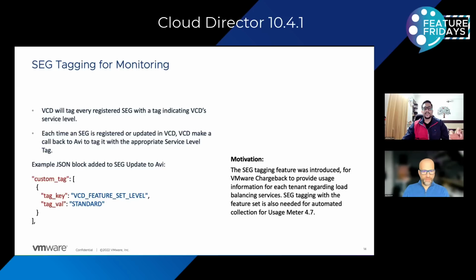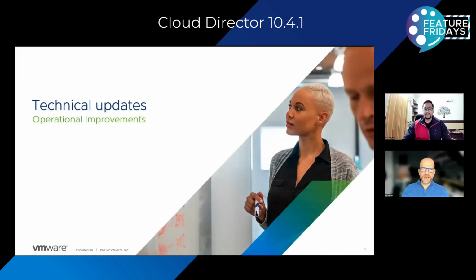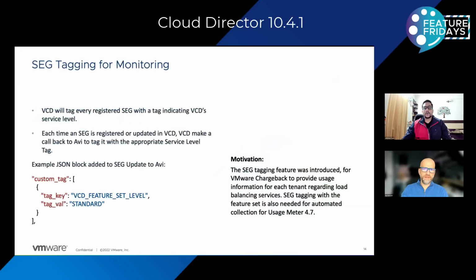And this JSON is a sample which is automatically set by Cloud Director once we create the security edge gateway with a respective feature set. It will basically run this command to tag the security edge gateway and store that in the database. Which database, Jay? Is that going to be in vCenter? It is going to be in the VCD database. VCD, okay. Yes.